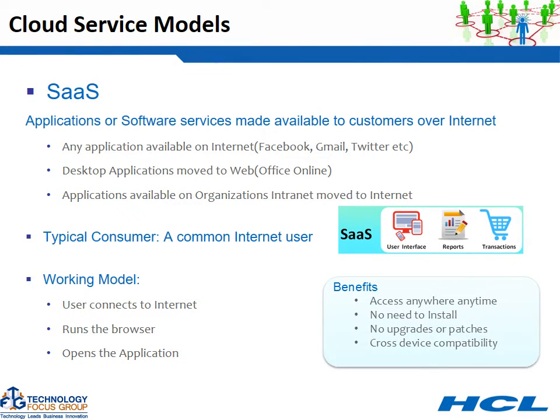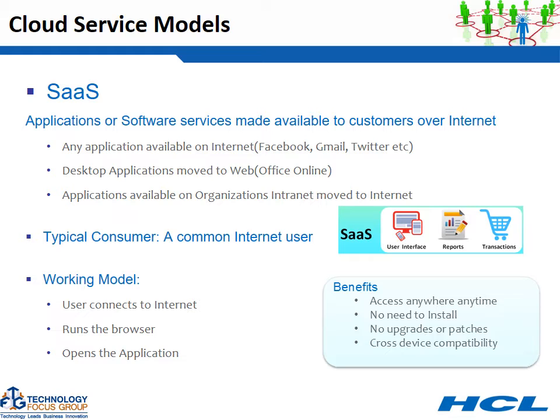Finally, we have SaaS, which is software as a service. These are the application or software services that are made available to customers over the internet. The difference is that earlier we used to install and run the software applications on our system, but now these software applications are hosted and they run on remote servers. We simply open them in a browser or some web-based environment and use them. So any application that is available on the internet, for example Facebook, Gmail, Twitter, these all are SaaS applications.